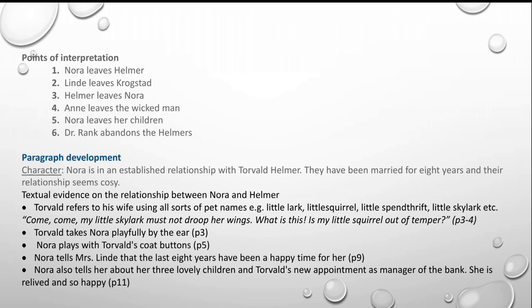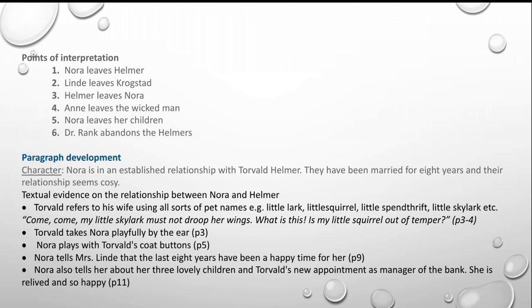Now, points of interpretation. Nora leaves Helmer. Linde leaves Krogstad. Helmer leaves Nora. Anne leaves the wicked man. Nora leaves her children. Dr. Rank abandons the Helmers.